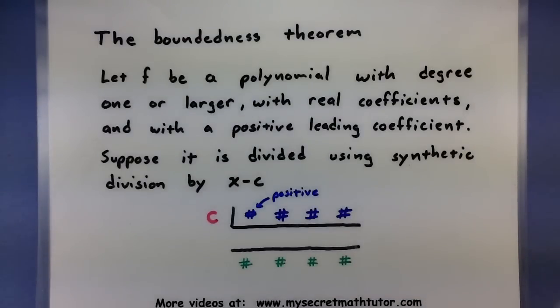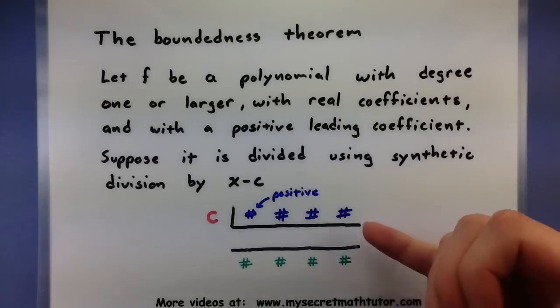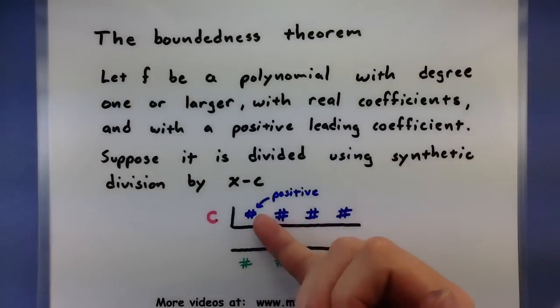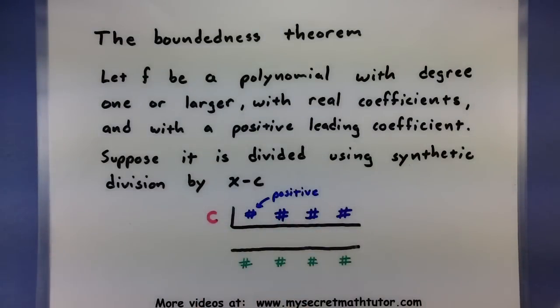According to the Boundedness theorem, we want f to be a polynomial with the degree 1 or larger. We want it to have real coefficients, and we want it to have a positive leading coefficient. Now once we have that polynomial, we're going to divide it by x minus c, and we're going to divide it using synthetic division. So you can imagine a setup much like this. We have our polynomial, that first term is positive, we're dividing by c, and we're going to have a bunch of numbers left over on the bottom after going through the synthetic division process.